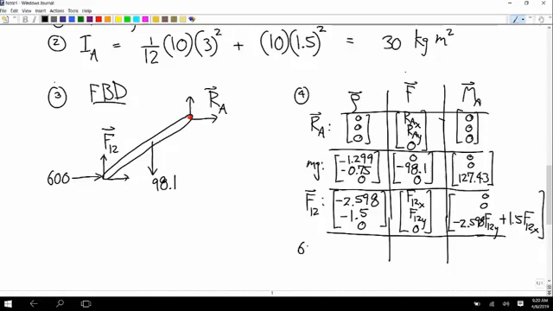And then the last one is the 600 Newton force. That also has the same rho vector, negative 2.598, negative 1.50. Force vector is positive 600, 0, 0. And the cross product is 0, 0, 900. Yes.